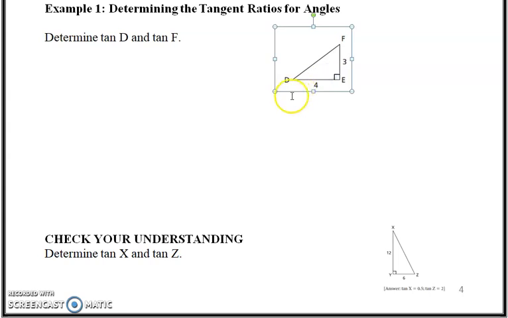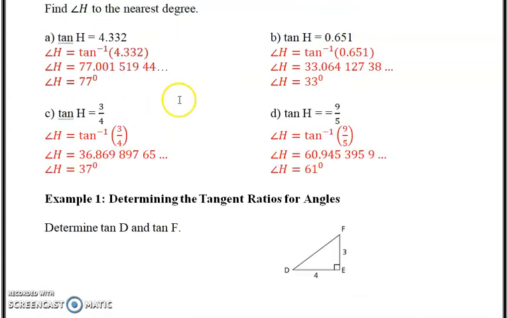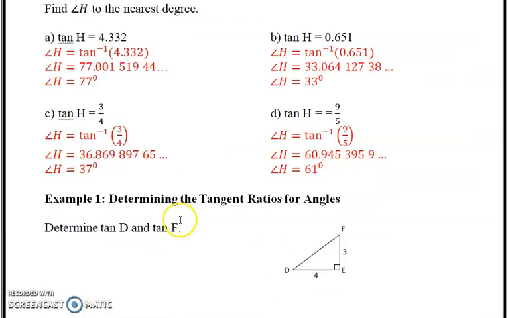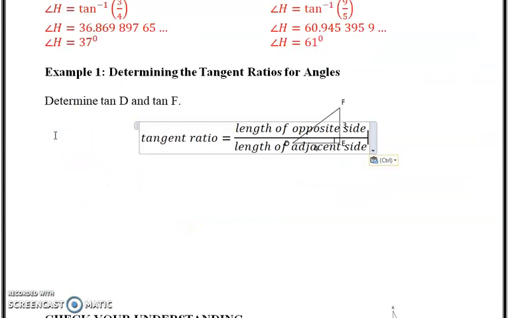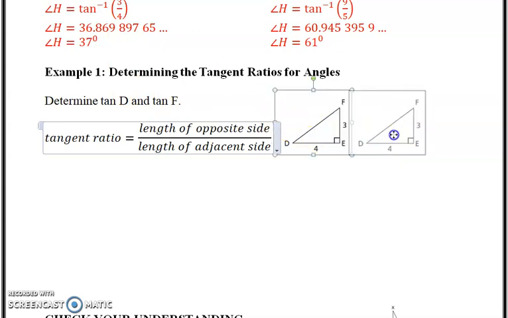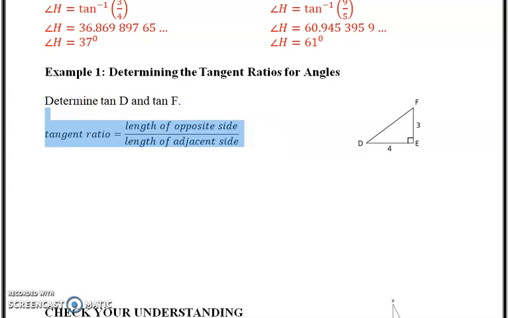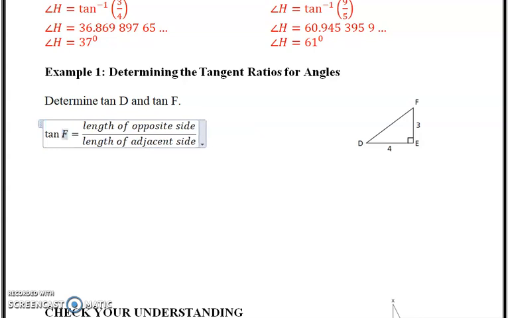So the first thing we need to do is label our triangle. In the first one, I'm just going to steal the definition of the tangent ratio, the equation there. Okay, I'll make it a little smaller for you. So the tangent ratio is the length of the opposite side. So if we're looking for tangent D, we'll do D first. Then we're going to have to label our triangle.